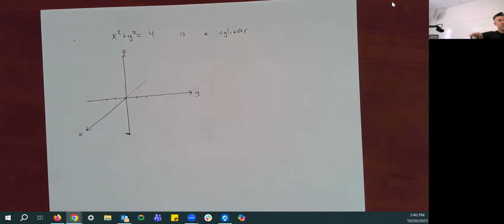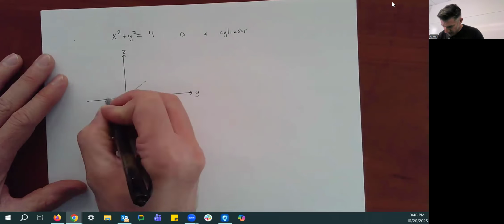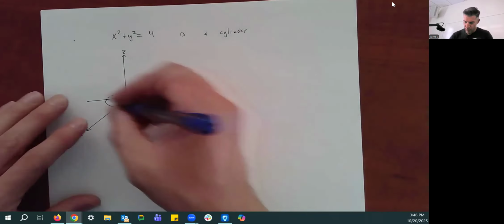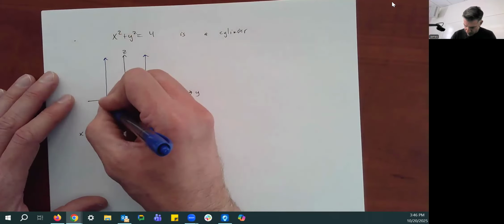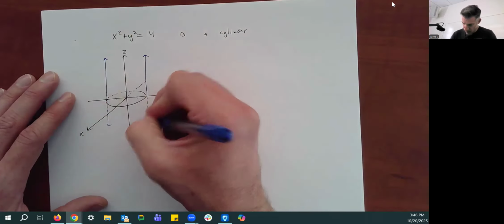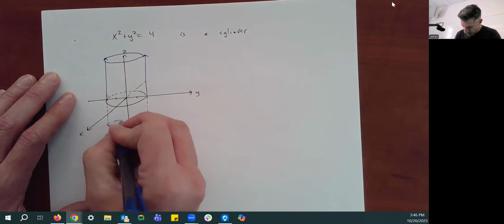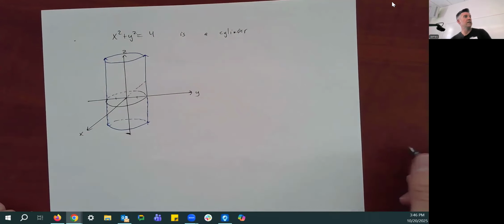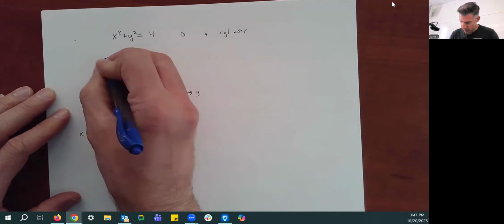I'm trying to draw this circle in the xy plane, meaning it has to get tilted a bit. So I'm kind of going to do this. There's my circle that's lying on the ground. And then we're going to prop it up in the z direction. So we're going to go up and we're going to go down, and then we're going to go around. So there's my cylinder of radius 2. Z can be anything, but x and y have to satisfy the equation x squared plus y squared equals 4. That's the front part. That's the back part.